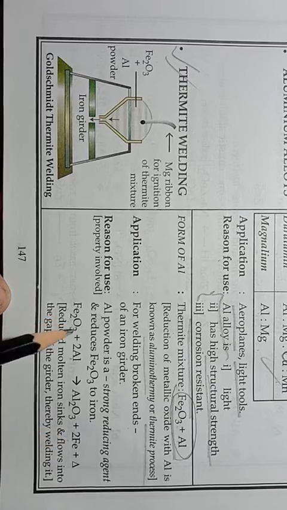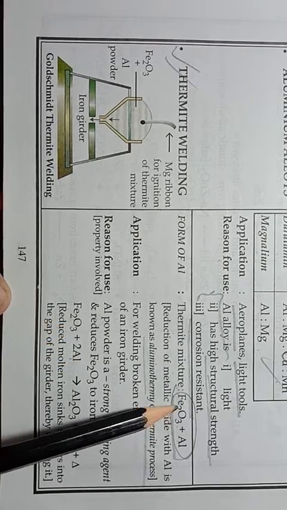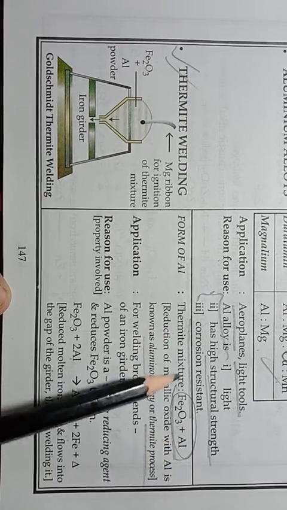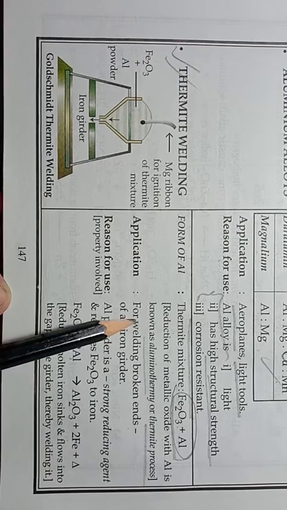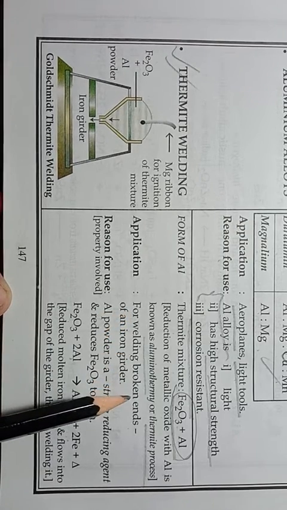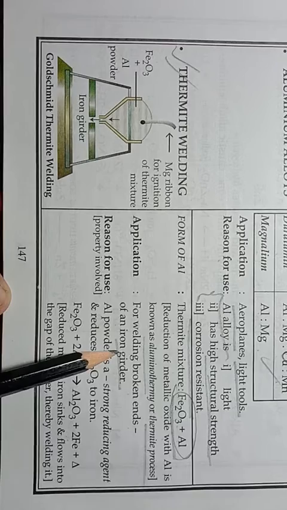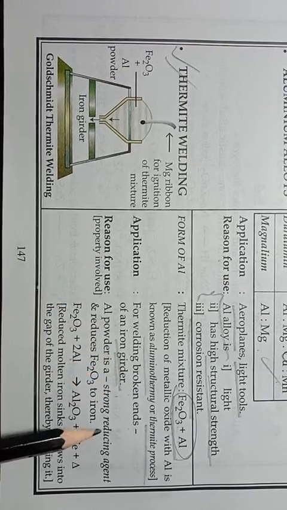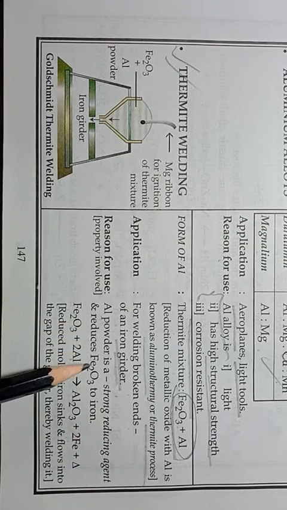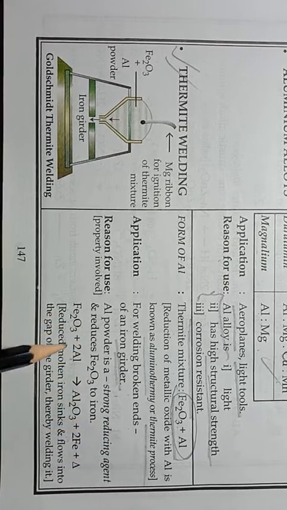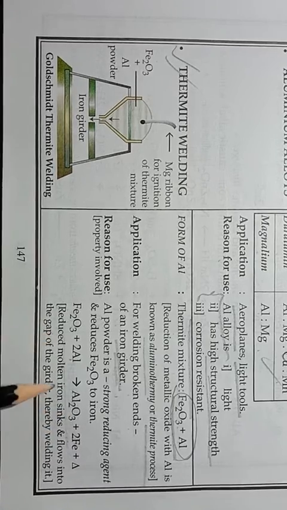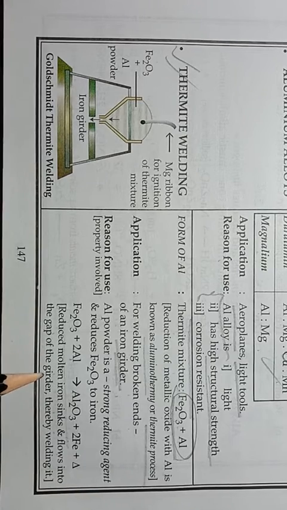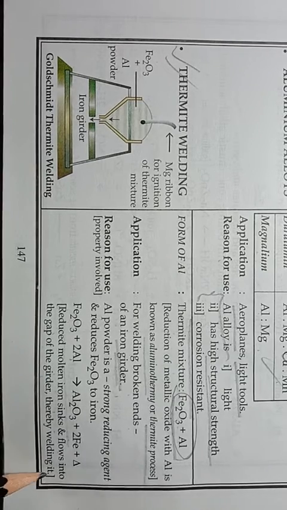Okay students, so we are using ferric oxide and a mixture of aluminium as a thermite mixture. Application: this mixture is used for welding the broken ends of an iron girder. Reason for use: aluminium powder is a strong reducing agent and reduces Fe2O3 to iron. This is the reaction here. The reduced molten iron sinks and flows into the gap of the girder, thereby welding it.